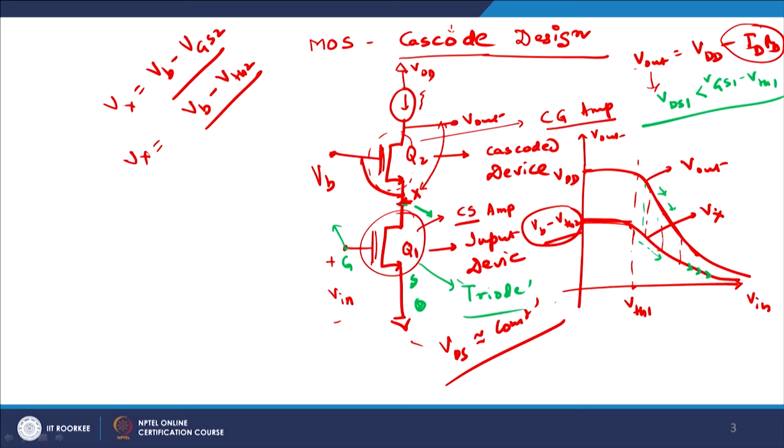Fine. So, what I wanted to tell you from this whole idea is that by doing so, there is a problem here: the common source, if you remember, was a very good amplifier, and the common gate was very good for impedance matching purposes.